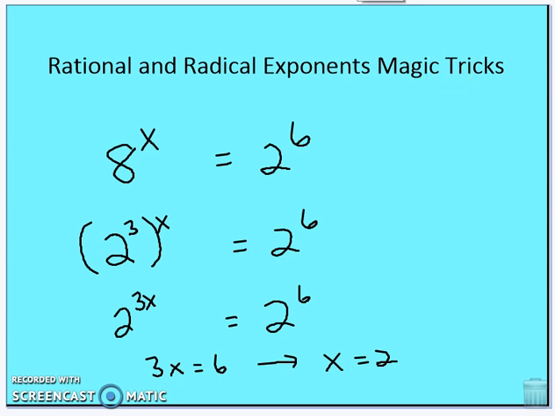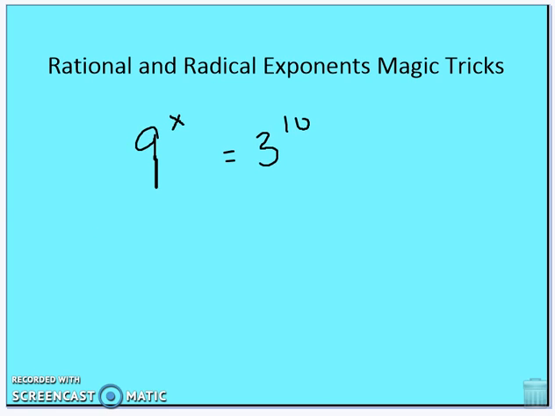So I call this irrational and radical notation and exponents magic tricks. And this magic trick is just equating the base. All right, so I want you to solve this problem as classwork. I'll come back in a moment.